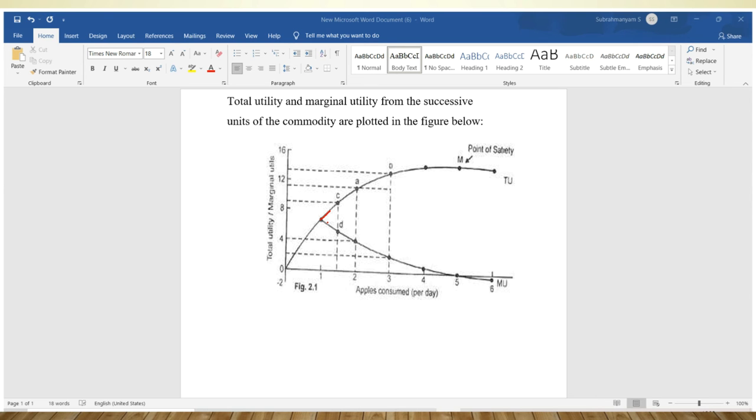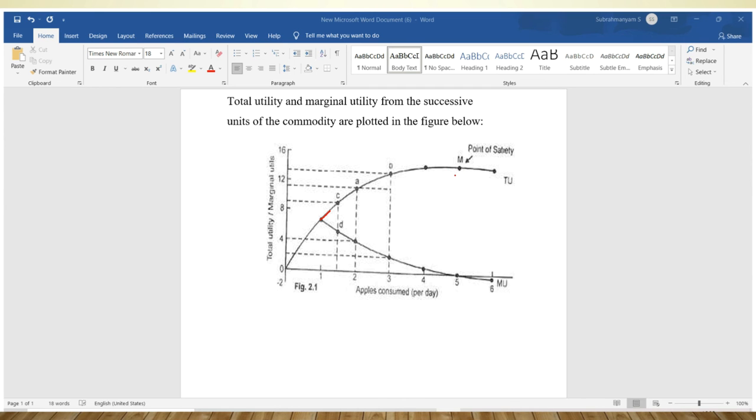Suppose when he consumed the first apple, he got 7 units of total utility. With the second unit, he got 11 units of total utility. At the time of the third apple, he got total utility of 13 units. At the fourth unit, he got total utility of 14 units. At the fifth unit also, he got only, sorry, 14 units.